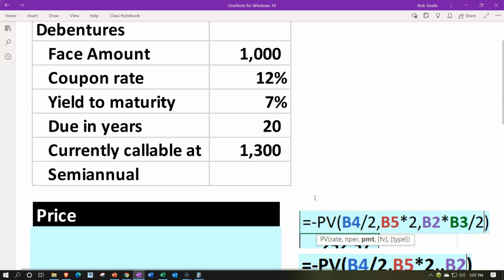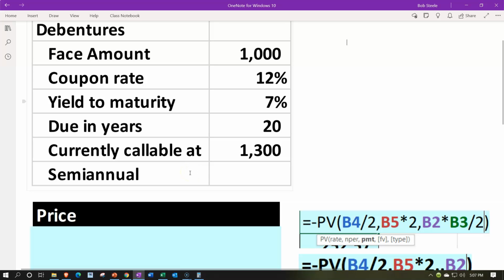So we have the debentures here. The face amount of the debenture is $1,000. Coupon rate is 12%. Yield to maturity, or market rate, in other words, is 7%. Due in 20 years, and currently callable at 1,300. The callable component is the new component at the 1,300, and payments are semi-annual in nature.